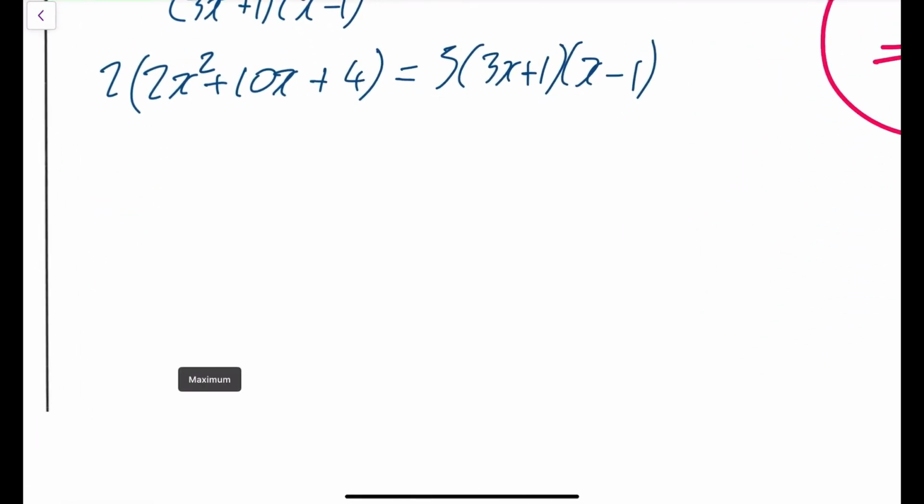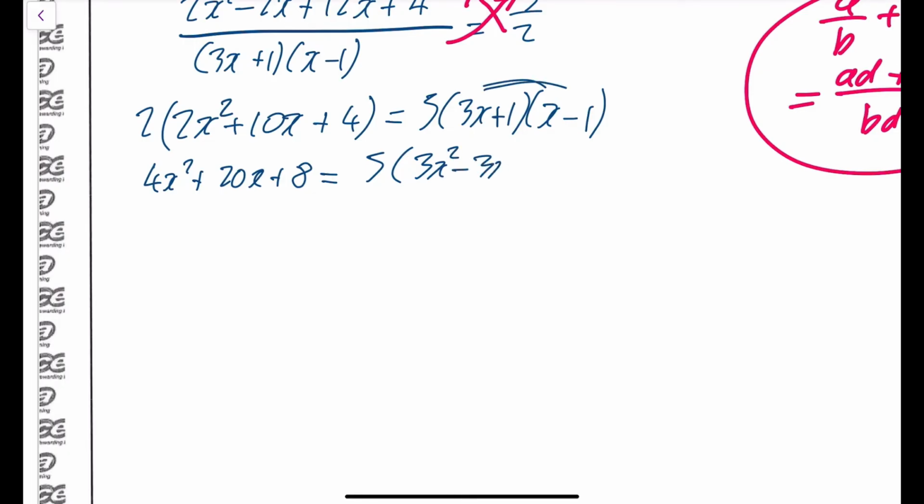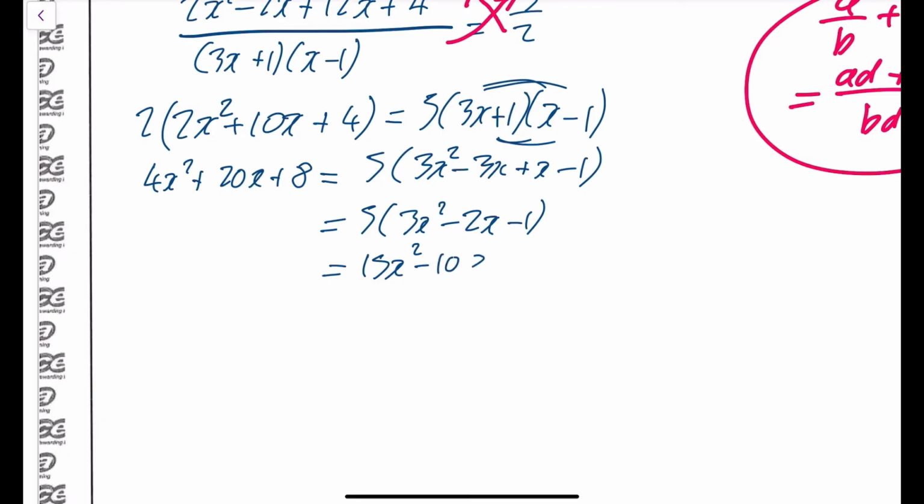Okay, let me zoom in on this and get cracking on this. Okay, multiplying out time, so the left-hand side is going to be 4x squared plus 20x plus 8. The right-hand side, don't multiply it by the 5 just yet. Multiply 3x times x is 3x squared. 3x times minus 1 is minus 3x plus an x minus a 1. Tidy up then, that's going to be 5 upon 3x squared minus 2x minus 1. Tidy up again by multiplying out. You'll have 15x squared minus 10x minus 5. And then that's equal to 4x squared plus 20x plus 8.